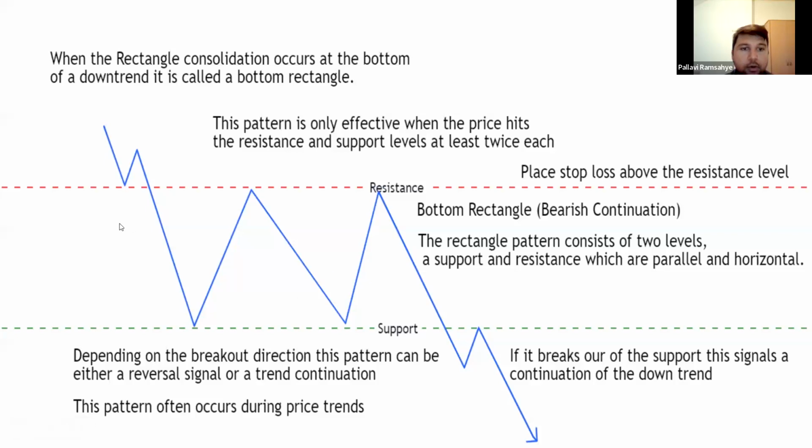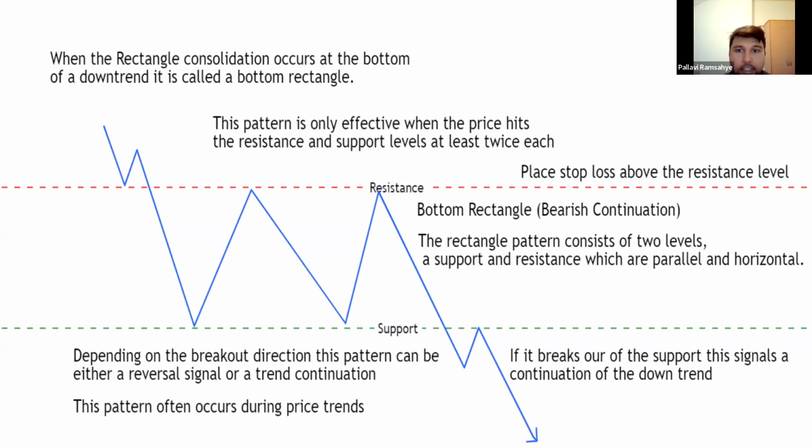Right, perfect. So there's a lot of information on the screen to take in. I'm just going to break it down bit by bit, okay? So when the rectangle pattern forms, essentially what you need is when price hits the resistance and support levels at least twice each, okay? So its consolidation occurs at the bottom of a downtrend, which is called a bottom rectangle, okay? So this is a bottom rectangle, which is a bearish continuation, okay? So that's the primary pattern that we're looking at today, okay?